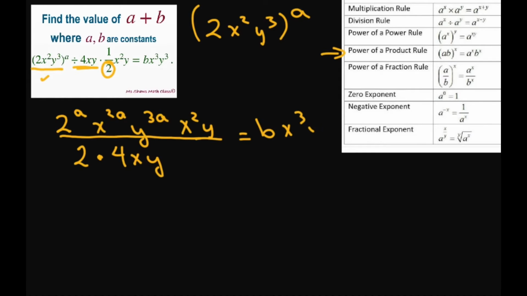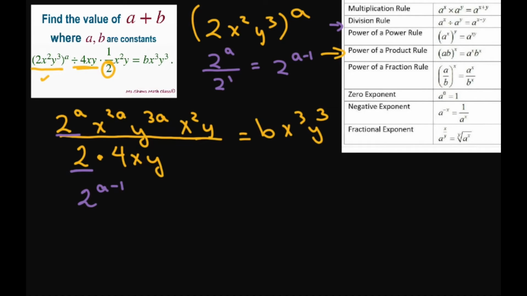X cubed, y cubed. All right, now from here, I'm going to group my bases together. For example, I have base 2 here. So for base 2, this is 2 to the power of A divided by 2 to the power of 1. This is going to be your division rule. This is going to be 2 to the power of A minus 1. So I'm going to write that 2 to the power of A minus 1.